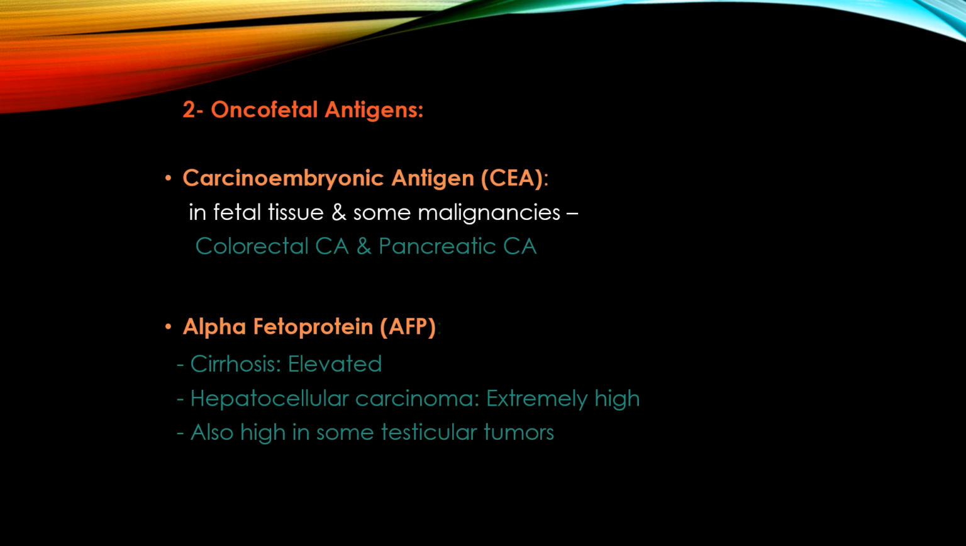Also, another type of oncofetal antigen is alpha-fetoprotein. Alpha-fetoprotein is usually elevated in cirrhosis, which is تشمع الكبد, and it will be extremely elevated in patients with hepatocellular carcinoma. That's why we follow up patients who have cirrhosis with alpha-fetoprotein. If the alpha-fetoprotein starts to rise to very high levels, then we should suspect hepatocellular carcinoma. Also, alpha-fetoprotein can be increased in some testicular tumors like the yolk sac tumor.